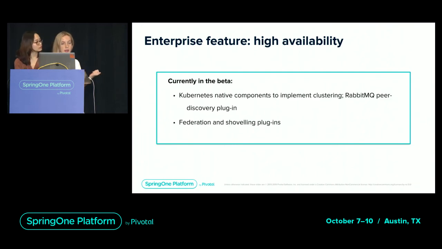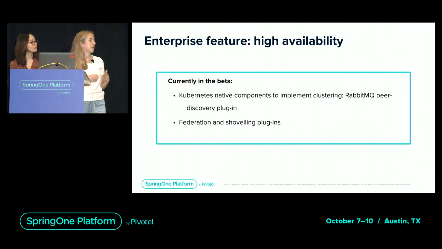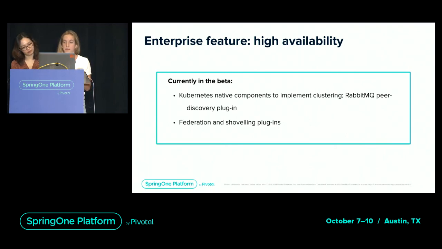So in the current beta, we've implemented clustering, partly using the RabbitMQ peer discovery plugin. We've also enabled federation and shovel plugins. And the reason we've put that under high availability is because it lets you move and replicate messages across other brokers. So if you want to be building active-active or active-passive topologies with the beta, you can achieve that with the current approach we've taken.